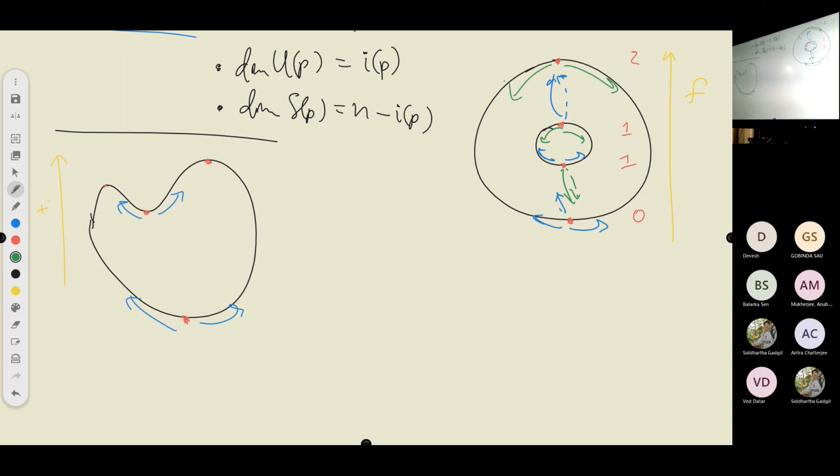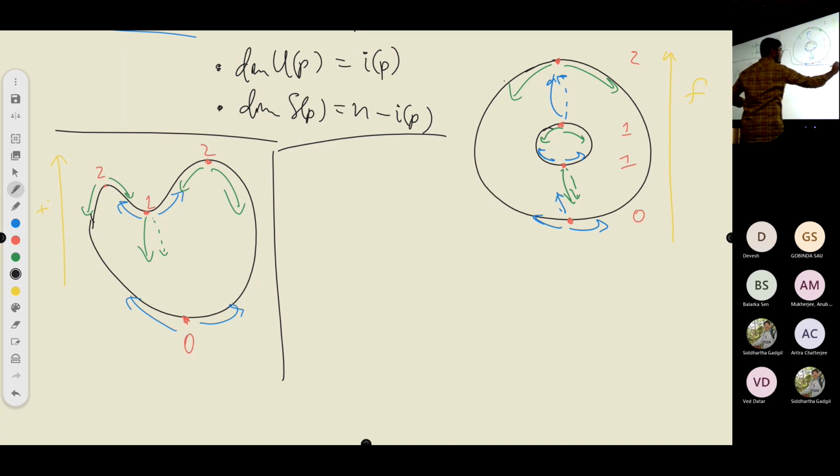Here and so again, your indices are 2, 1, then 0. Okay. All right. So with this, now, okay. So how do I?